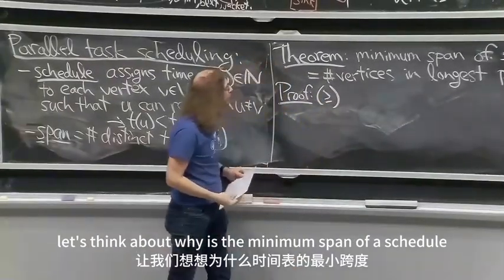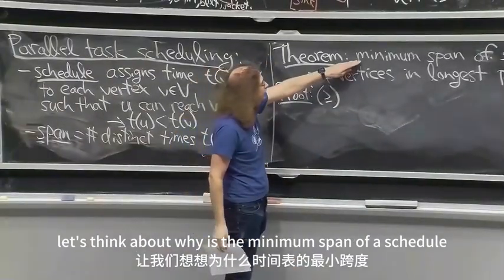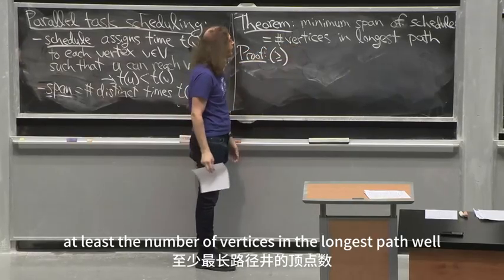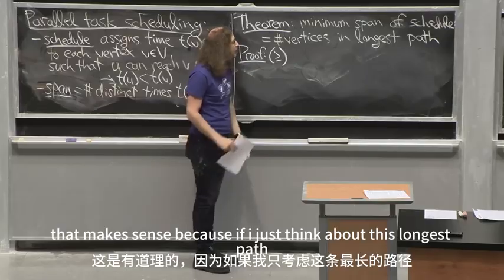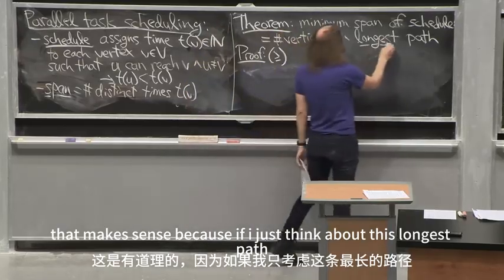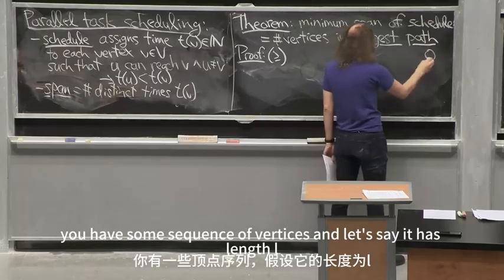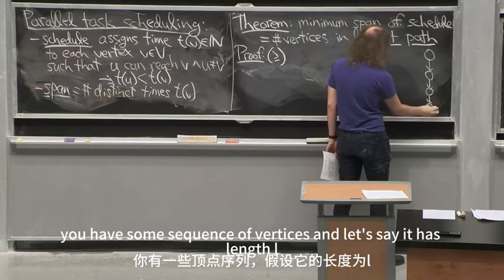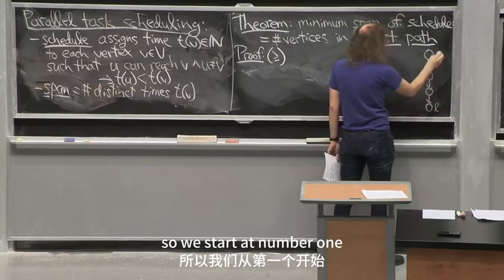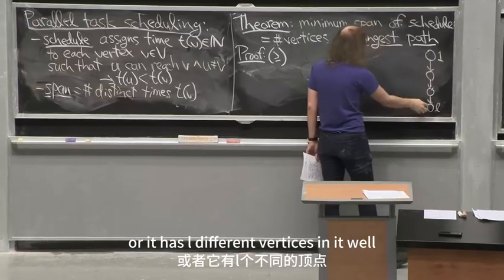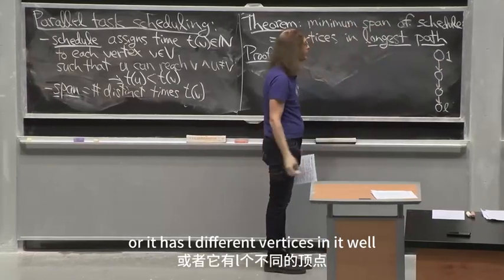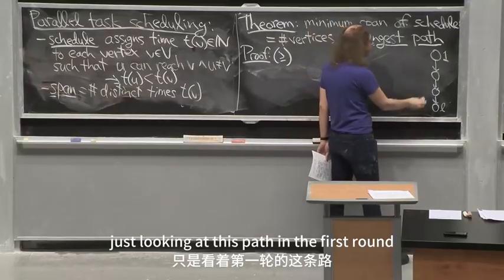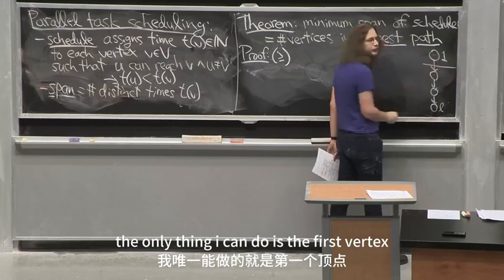So first, let's think about why the minimum span of a schedule is at least the number of vertices in the longest path. Well, that makes sense, because if I just think about this longest path, it's some sequence of vertices. And let's say it has length L. So it has L different vertices in it. Well, in the first round, just looking at this path, the only thing I can do is the first vertex in the path.